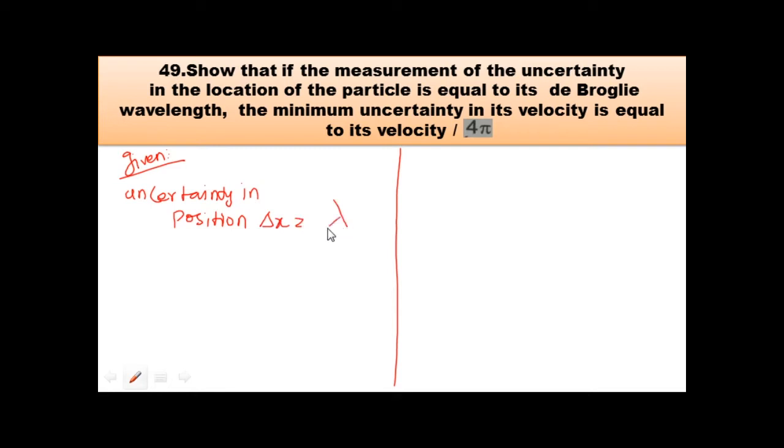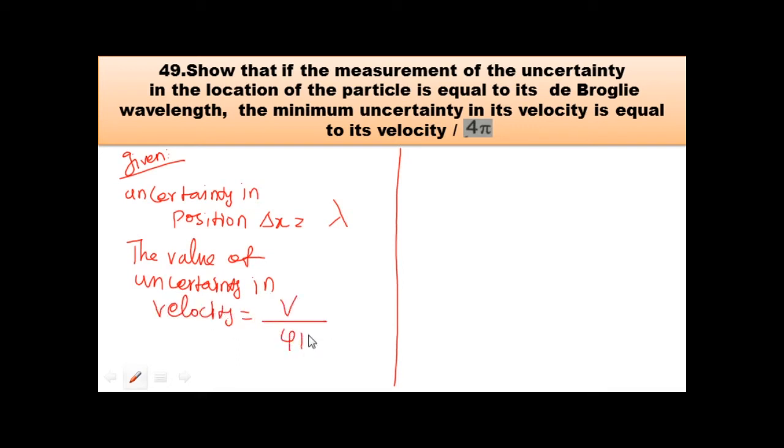The next question, question number 49. Show that if the measurement of the uncertainty in the location of the particle is equal to its de Broglie wavelength, the minimum uncertainty in its velocity is equal to its velocity divided by 4 pi. So we are going to prove velocity divided by 4 pi. So what are the given? Uncertainty in position, delta X, is equal to lambda. The uncertainty in velocity is equal to V divided by 4 pi.